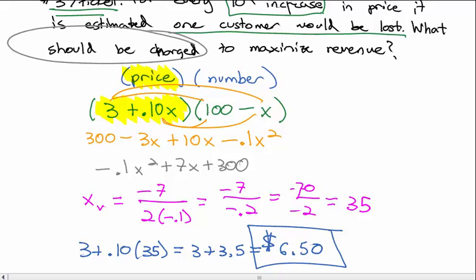If we charge $6.50, we're going to maximize our revenue. We're going to bring in more money than the customers we've lost. But once we go above $6.50, we'll start to bring in less money than the customers we've lost. So $6.50 is really the ultimate best price to charge to maximize our revenue.